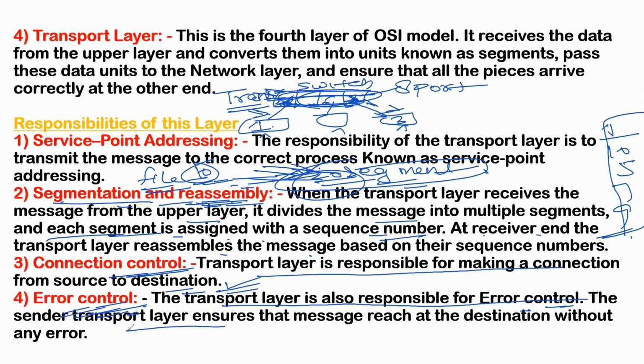The transport layer ensures that the message reaches the destination without any error, meaning it is correctly processed and can be sent from one PC to another PC. So this is also the responsibility of this transport layer. So now, any doubt about this transport layer?